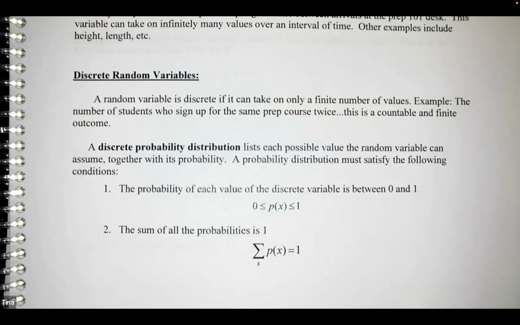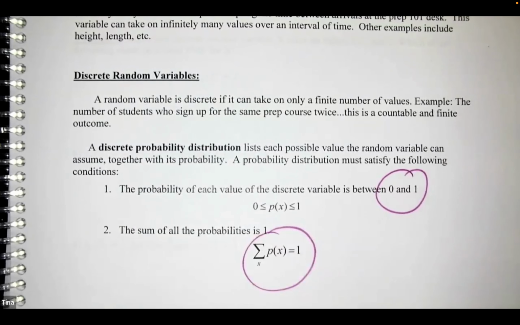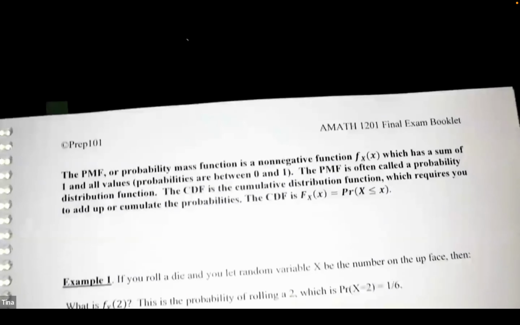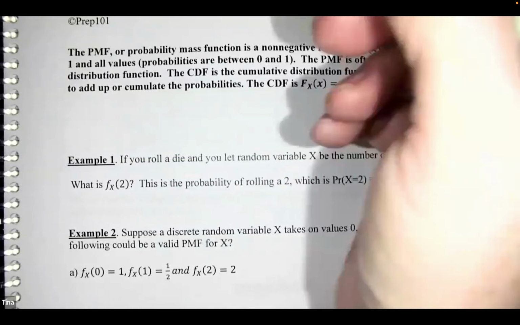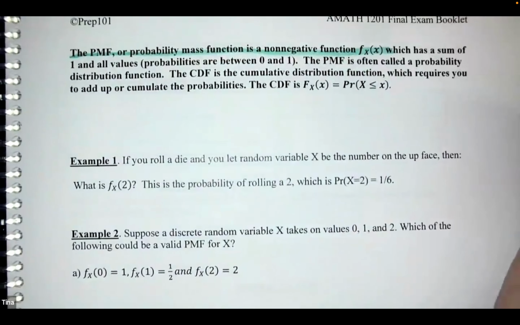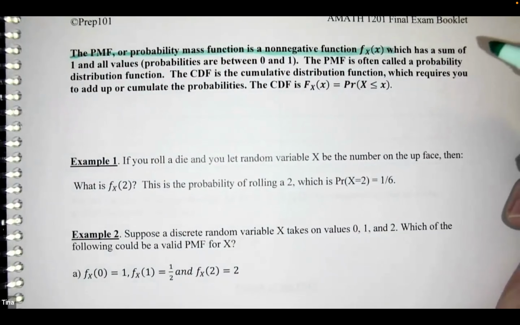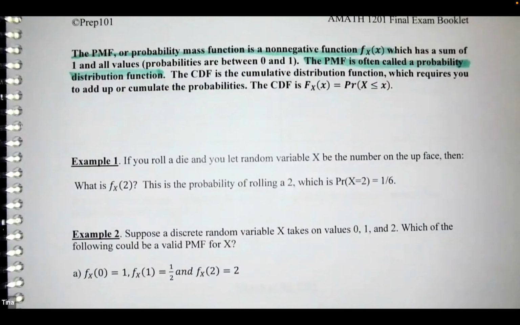So if it's discrete, we know that, first of all, probabilities can't be negative, right? They can only be between 0 and 1. And the sum of all your probabilities always has to add up to 1. Every experiment, the total probability is 1. Now, the PMF, or probability mass function, is a non-negative function, little f_X of x, which sums to 1, of course, with probabilities between 0 and 1.